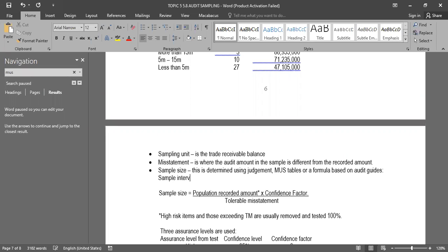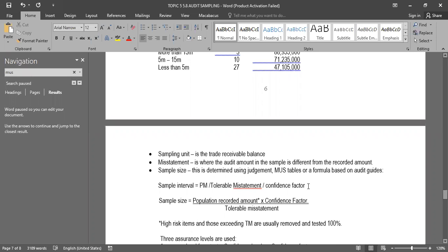Sample interval is given by a formula that says, it's actually not confidence, but rather, it's PM, I think it's performance materiality. Or if you don't have that given, you have tolerable misstatement. Then this is divided by confidence. For this one, you just have to know it, unfortunately.